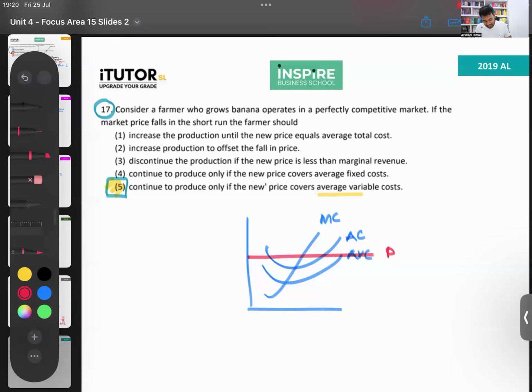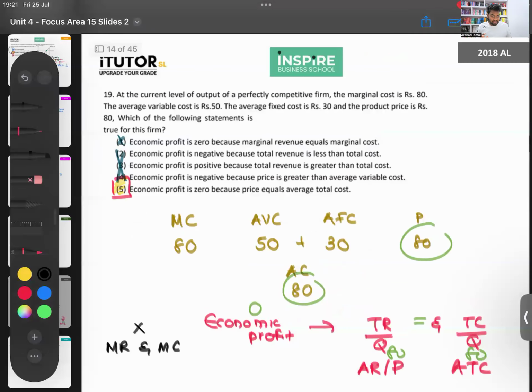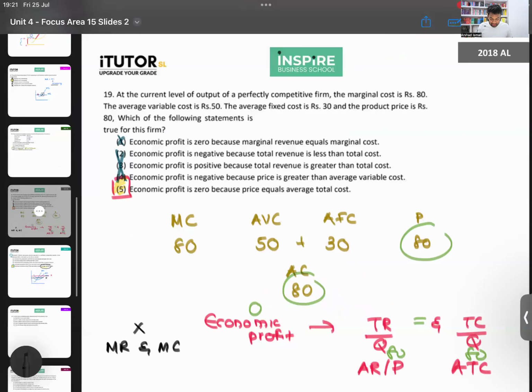Now they are saying the price has come down. So how much has it come down? We don't know. The question is asking, what should the farmer do now? The answer is the farmer should continue production if the price is at least covering the average variable cost. If the price is at least above the AVC, then you will continue. But if it is not, then you shut down. That's what they're talking about. This was the previous one. Okay, done. Then we go to the next one.